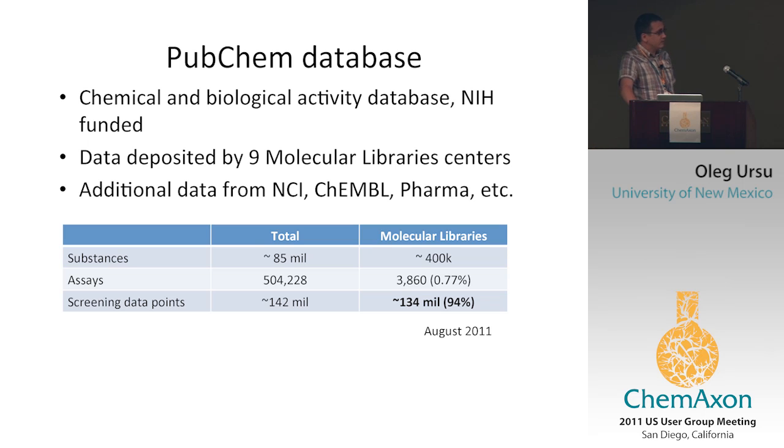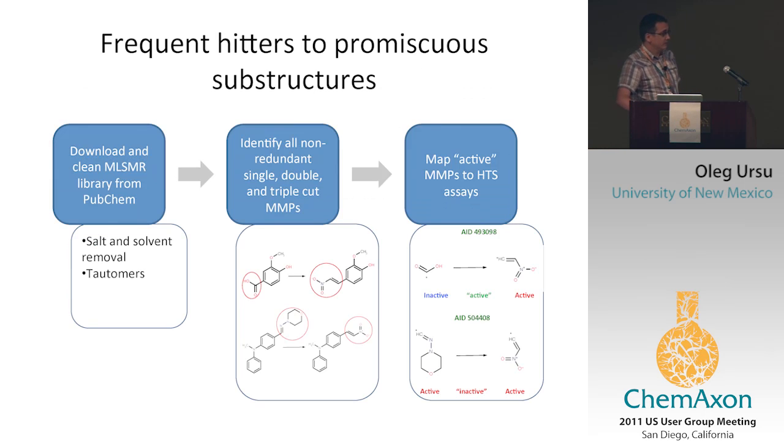We only focused on a small subset of PubChem, the MLSMR library and the assays deposited by MLI centers. If you look at the distribution of the data, it's almost 4,000 assays deposited by the Molecular Libraries Initiative, and they have more than 90% of the data points. We wanted a library which is consistently tested on a different set of targets, and this is the reason I chose the MLSMR, not the whole PubChem.